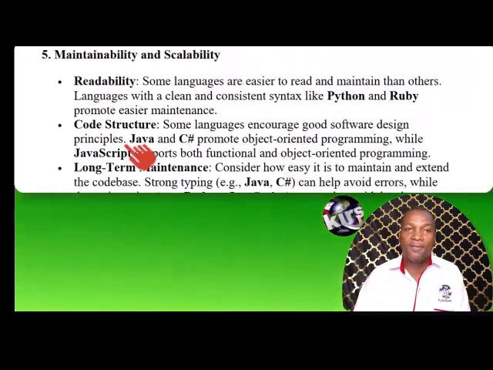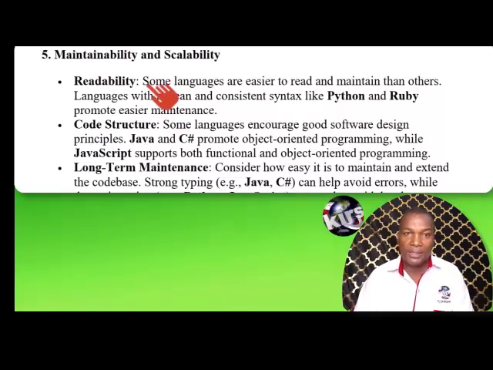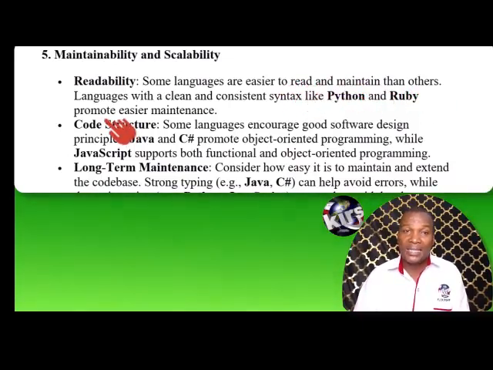Factor number five is maintainability and scalability. Readability. Some languages are easier to read and maintain than others. Languages with a clean and consistent syntax, like Python and Ruby, promote easier maintenance. Then the code structure. Some languages encourage good software design principles. Java and C# promote object-oriented programming, while JavaScript supports both functional and object-oriented programming.